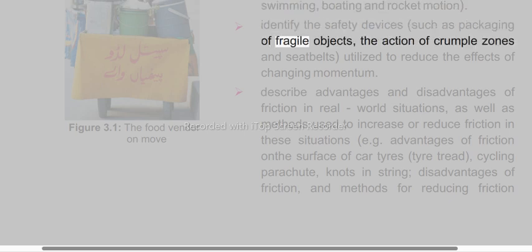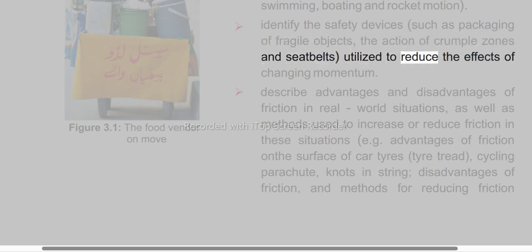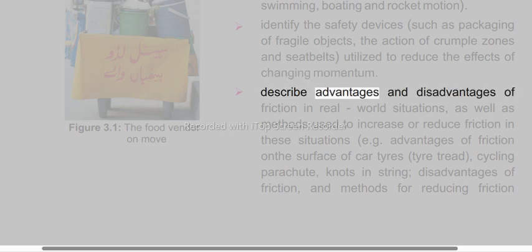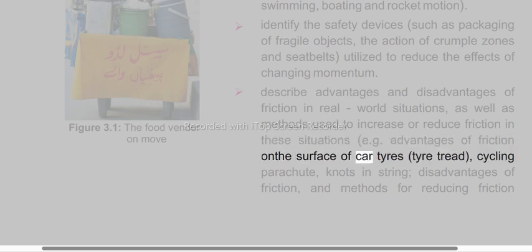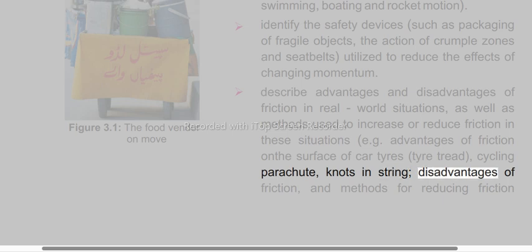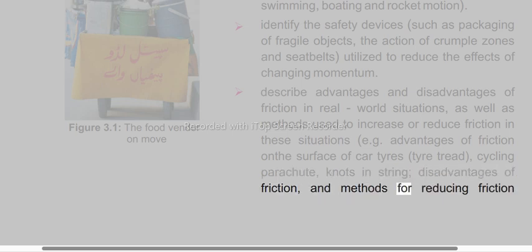Identify the safety devices, such as packaging of fragile objects, the action of crumple zones and seatbelts, utilized to reduce the effects of changing momentum. Describe advantages and disadvantages of friction in real-world situations, as well as methods used to increase or reduce friction in these situations, e.g. advantages of friction on the surface of car tires, tire tread, cycling, parachute, knots in string, disadvantages of friction, and methods for reducing friction.